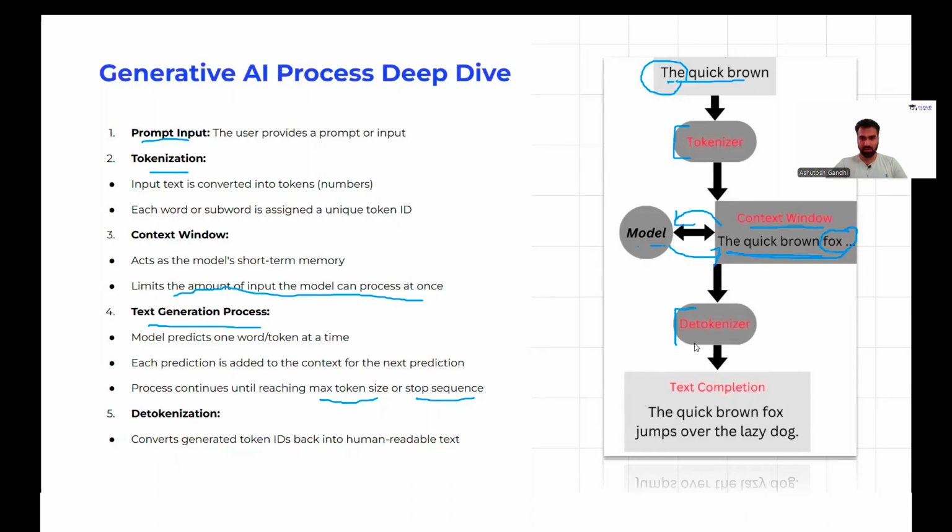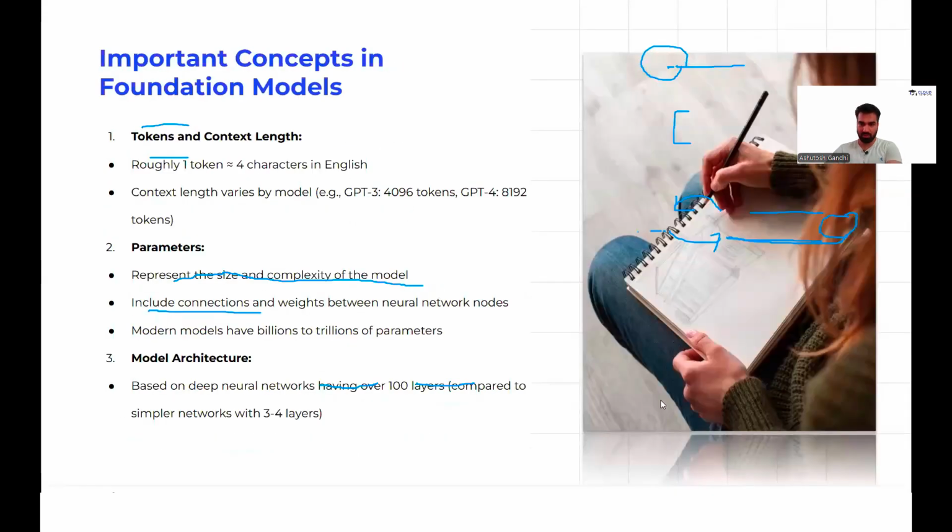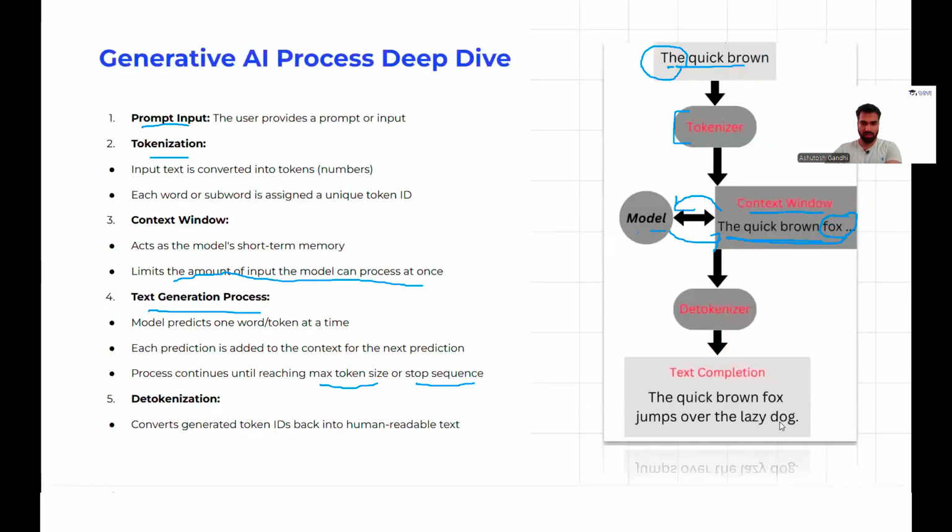The detokenizer takes each of these token IDs and converts them back into human readable text. So we can see that it has generated for us the quick brown fox jumps over the lazy dog. As you might know, this is a very popular phrase.